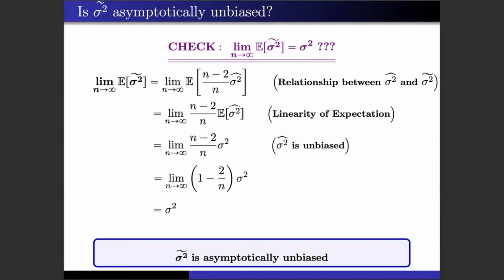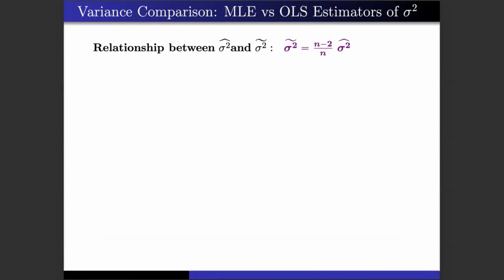And we have the result that the maximum likelihood estimate is not unbiased, but it is asymptotically unbiased, which means that if we take n approaching infinity, if we have an extremely large data set, then the maximum likelihood estimate of sigma square also becomes unbiased. But what about the variance of these estimates? Is the variance of one estimate greater than the other, or is it the same? So let's find it out.